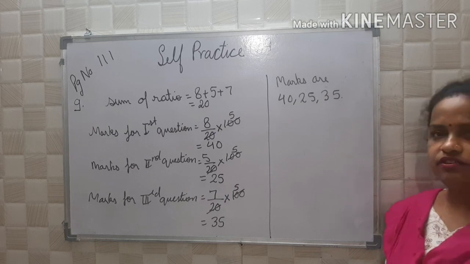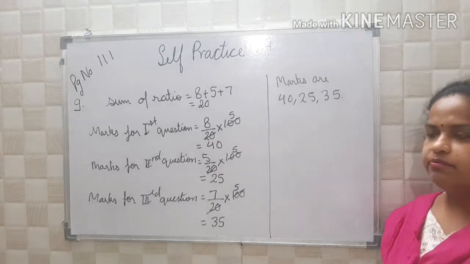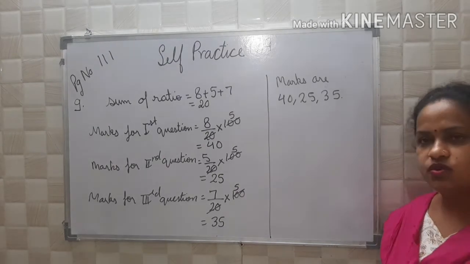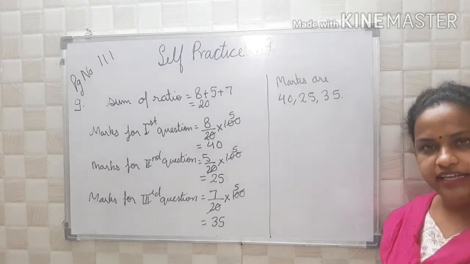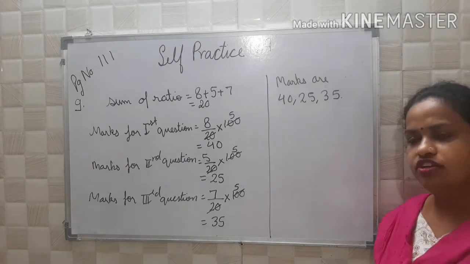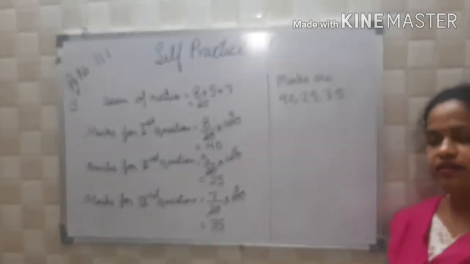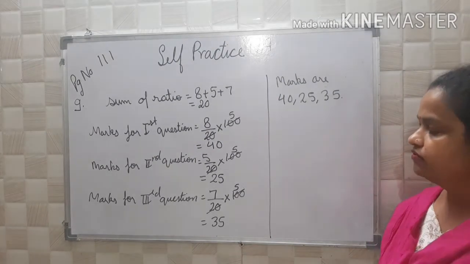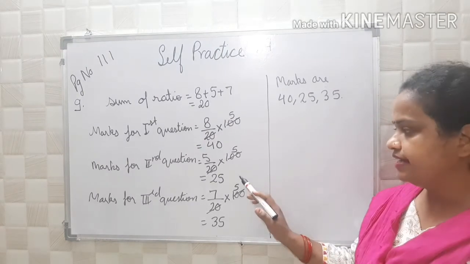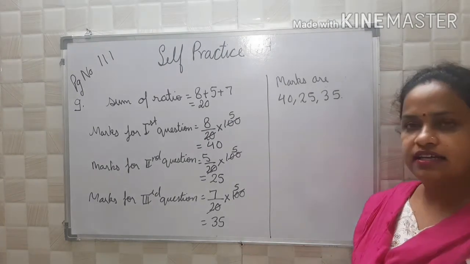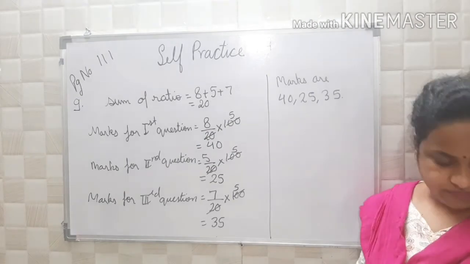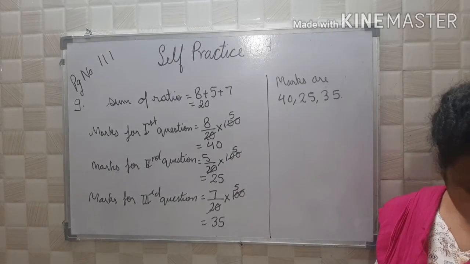What you will do? Firstly you will find the sum of the ratio, which will be 8 plus 5 plus 7, that is equal to 20. Marks for first question, 8 upon 20 into 100. Marks for second question, 5 upon 20 into 100. And marks for third question, 7 upon 20 into 100. And what you will get in the first part? 40, second part 25 and third part 35. What are the marks? 40, 25 and 35. Okay? Is it clear? Now come to question number 10.